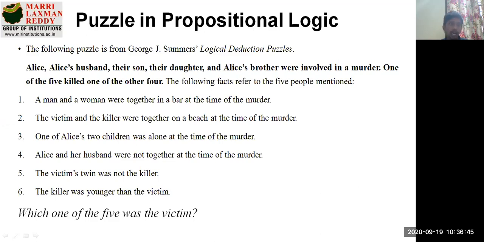With respect to artificial intelligence, whenever such queries are raised, you need to provide a solution using your natural deduction system. That's the concept we'll discuss today, the natural deduction system, for such puzzles, for which you need to use your logical connectives, rules of inference, the basics of your discrete structures, and finally lead to a solution. Can anybody quickly say what the answer is for this? Which one of the five was the victim?